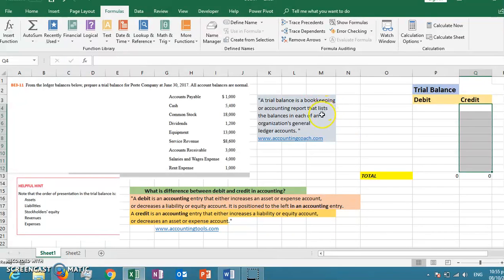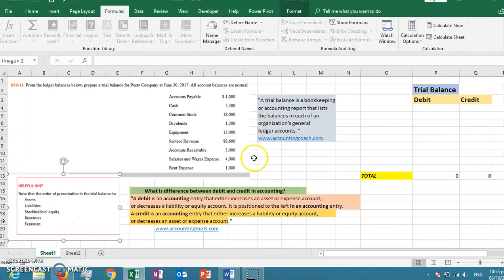The other thing I want to tell all of you is I have over here a helpful hint. This one I copied from the book, and it says, know that the order of presentation in the trial balance is first assets, the second one being liabilities, the third one being stockholders' equity, then revenues, and last but not least, expenses.